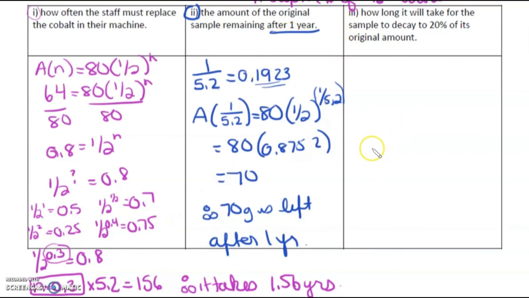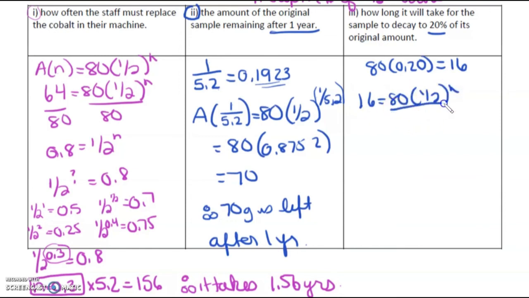Okay, and number 3, how long will it take for the sample to decay to 20% of the original amount? When I think of the original amount, 80, I'm like, okay, what's 20% of that? I get 16. So we're going to sub in 16 equals 80, 1/2 to the n. When we divide out by 80, 16 divided by 80, look at this, 20%, 1/2 to the n.